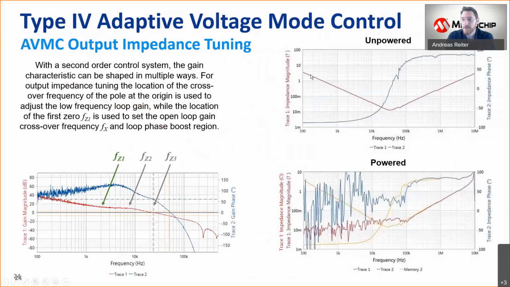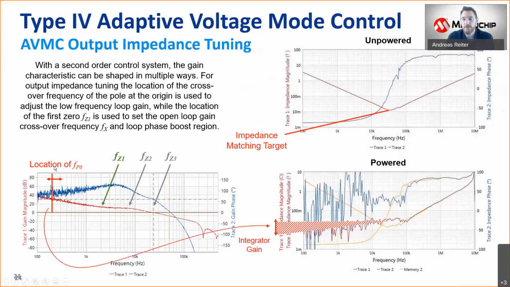So as you can see in the unpowered measurement, what we are trying to get rid of is this capacitive range. So this should become flat, not undershooting too much. So it should basically match this impedance level here. So when we turn on the power supply, then we can tune the pole at the origin to give us a range here that is running towards this ESR in a pretty flat way.